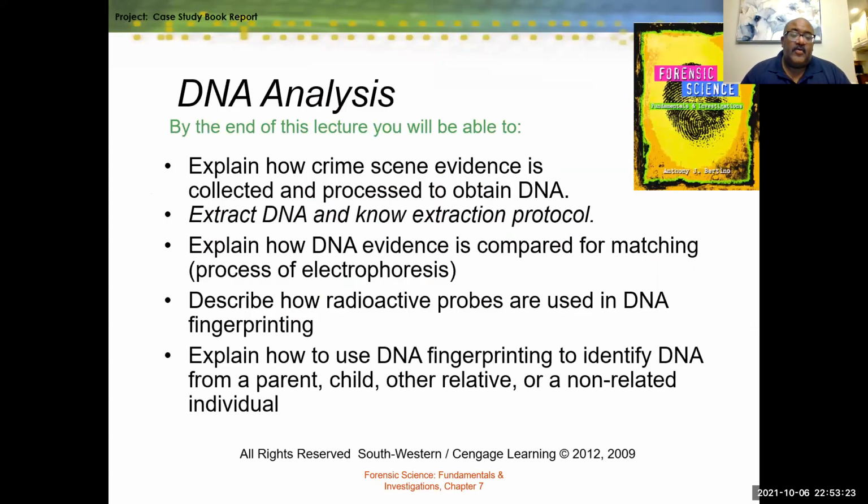Hopefully by the end of this lecture, you'll have a familiarity with how crime scene evidence is collected. And with DNA, we're going to talk a little bit about how it's extracted, some of the techniques used in DNA fingerprinting, and how DNA is matched, both from a crime scene and from an inheritance standpoint, like with parents and children.